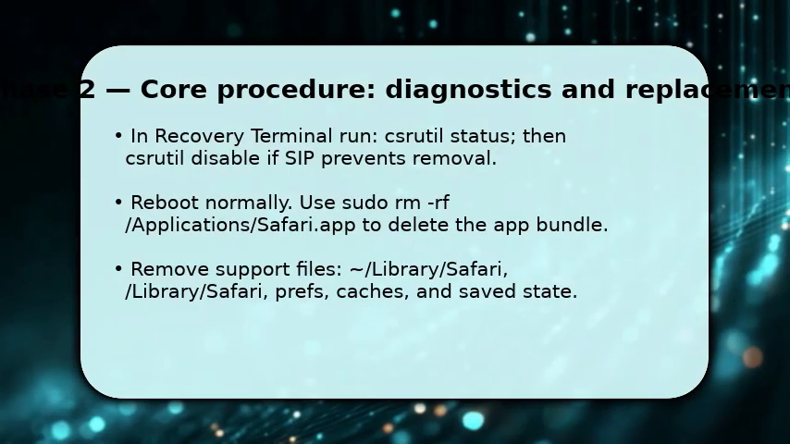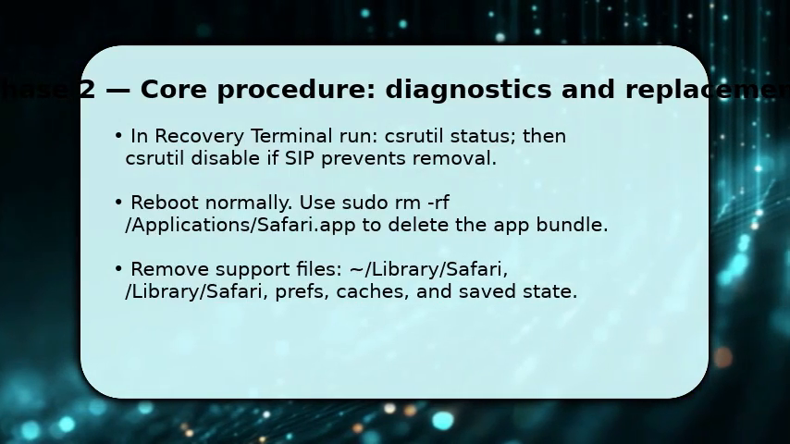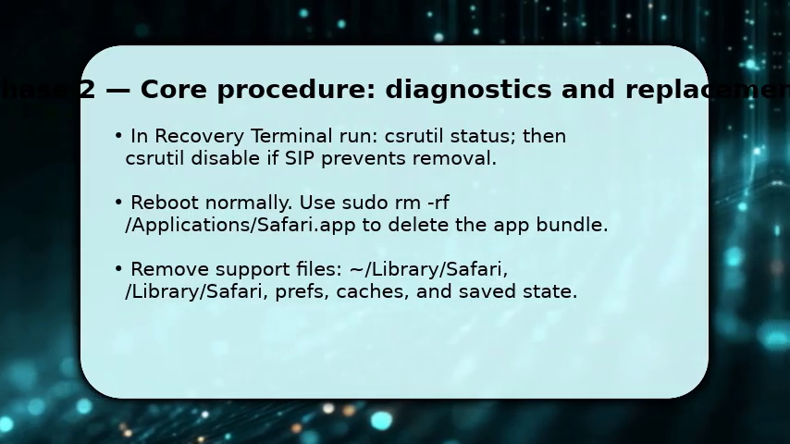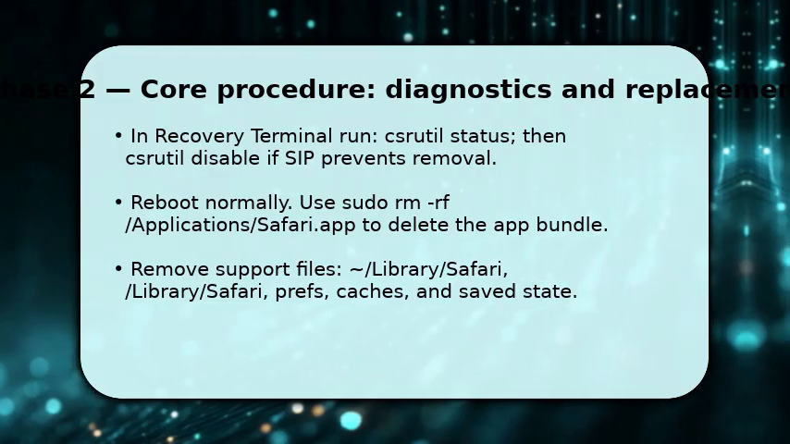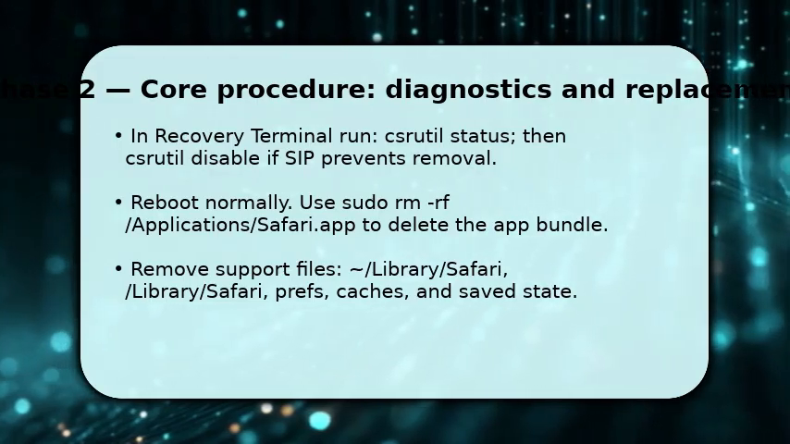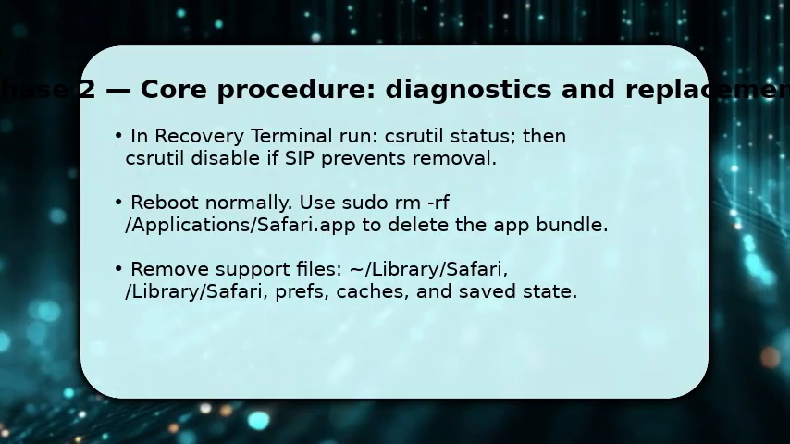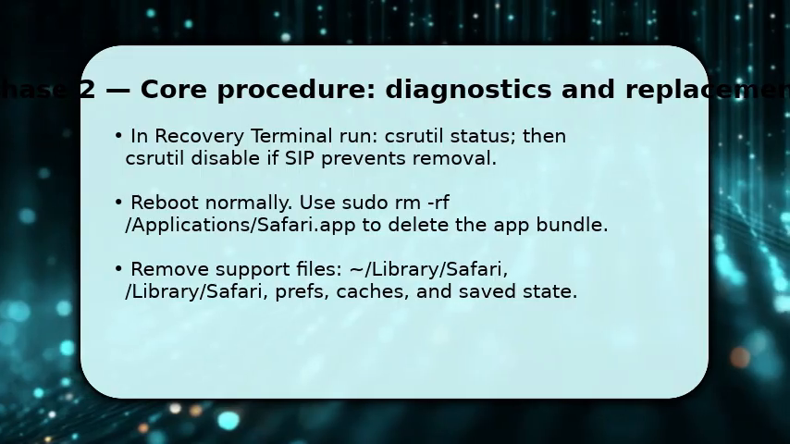Once in recovery, open Terminal and check SIP with csrutil status. If enabled, run csrutil disable then reboot. You return to normal mode and open Terminal there. Use sudo rm -rf /Applications/Safari.app to remove the main bundle. This is permanent, so type carefully.